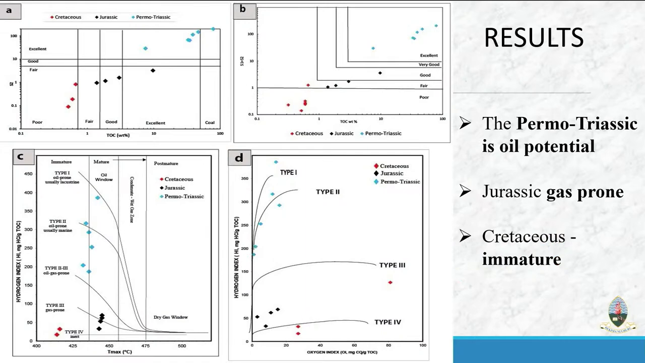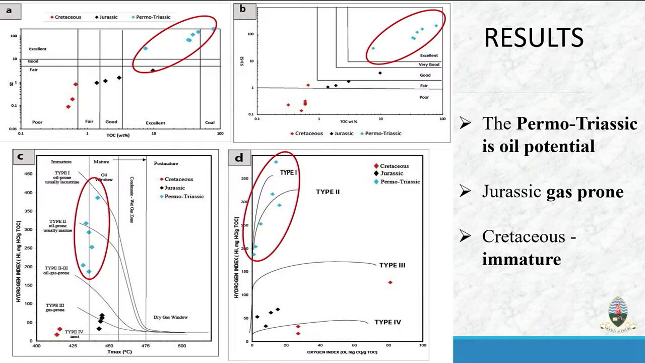So from the analysis, I was able to identify that the Permo-Triassic interval was the richest interval in the basin, with TOC of about 75%. Then if you check on the results on the generation potential, the Permo-Triassic interval showed to have the highest generation potential. And then when you check on the kerogen type, it shows that the Permo-Triassic interval of the Ruvuma Basin were oil prone.